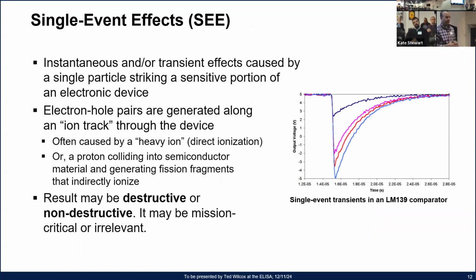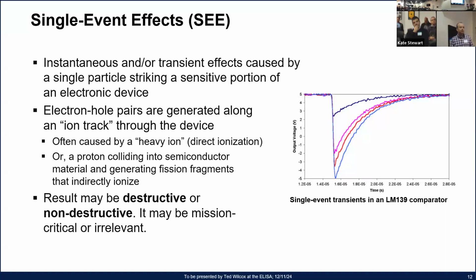But then single event effects is potentially the bigger challenge, I think. This is the more interesting part of the field to me. This is what we see from day one of a mission. And it's certainly much harder with complex modern systems to build something that is entirely SEE immune. So we're increasingly talking about being resilient, reliable, and tolerating these effects.